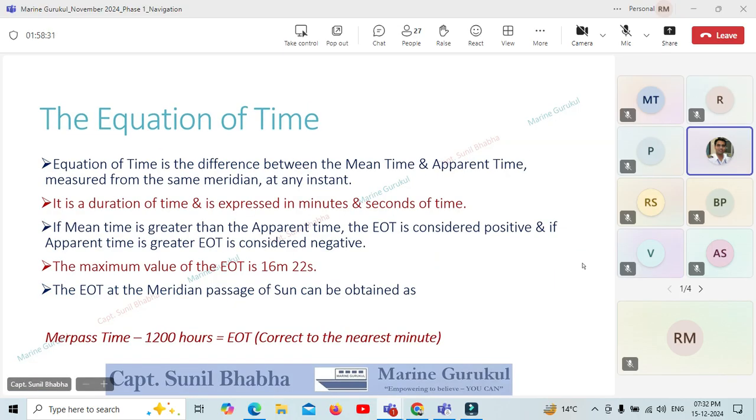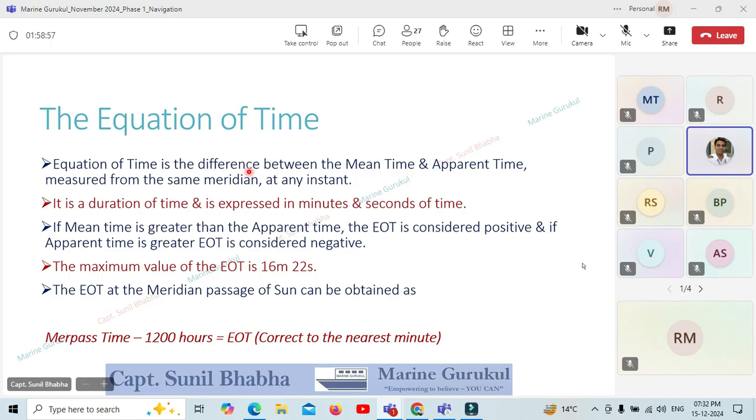Now, having understood the mean time, apparent time, sidereal time concept, we now move on to the concept of equation of time. What is this equation of time? At first glance, it appears to be a mathematical equation, but it is not an equation. Equation of time is basically a duration of time.